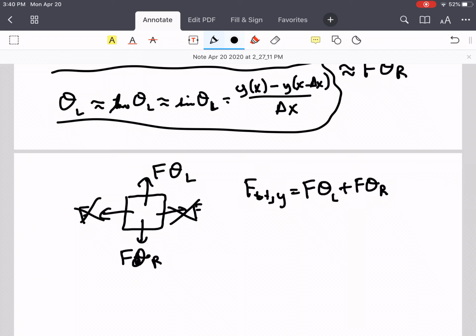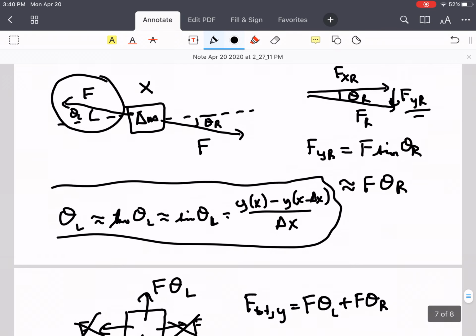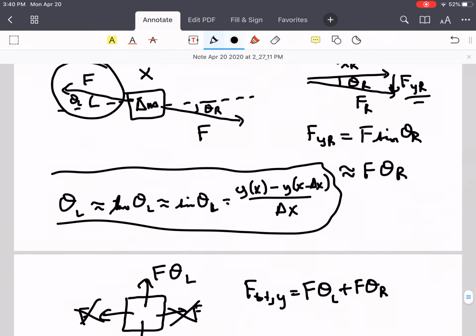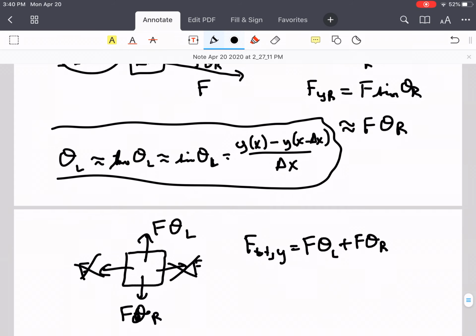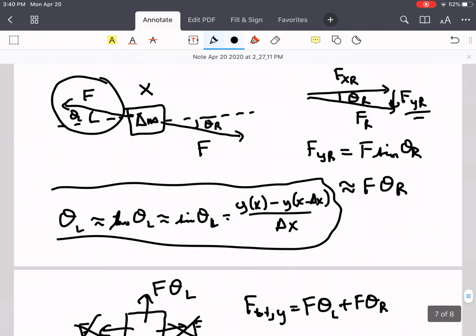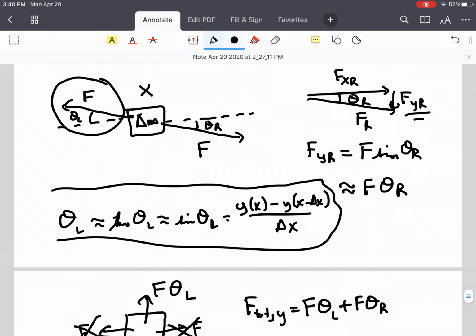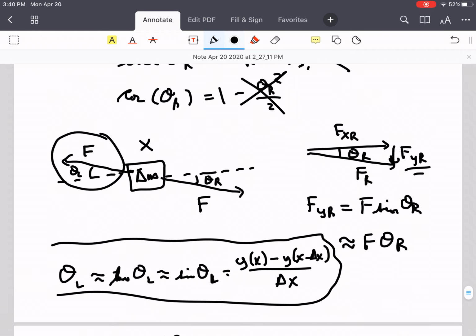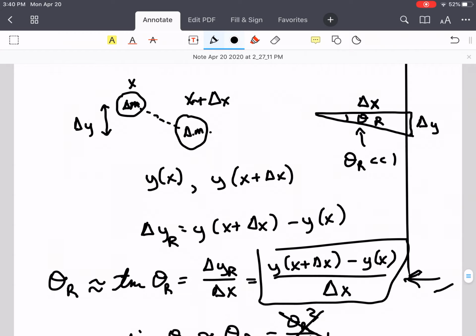It's not quite correct. Did I do this quite right? Let me double check. Maybe let me try to do it in such a way that I will get a positive number for both theta left and theta right. There are various ways to solve this, but I'm going to go ahead and try to do this.